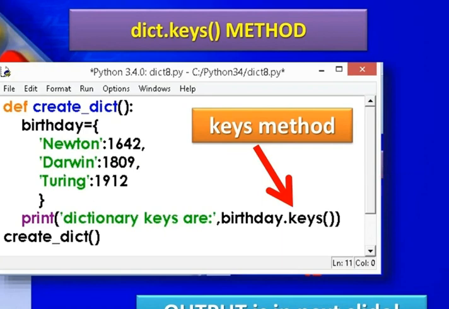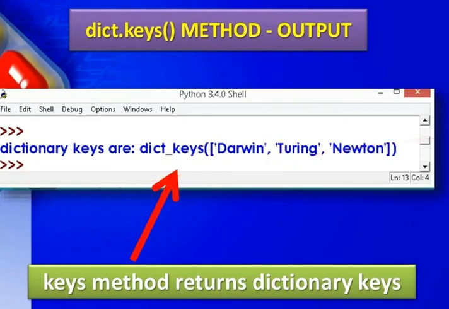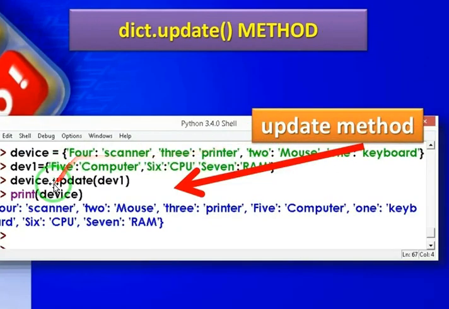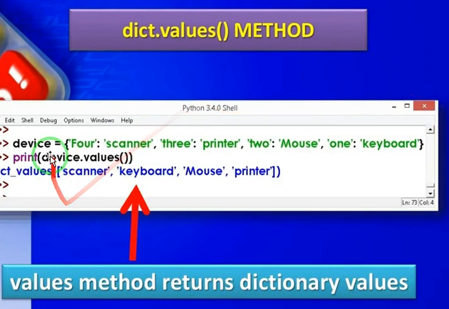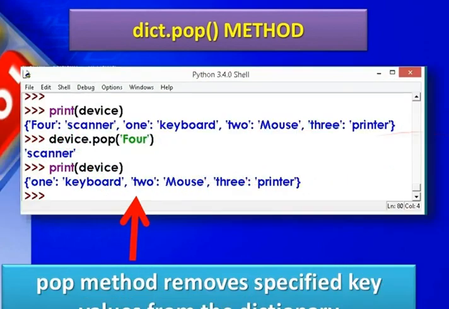Next is the dict.keys method. It just returns all the keys, Newton, Dowling, Turing, and that is the output. By using the dict.update method, what we are trying to do is update device. We're trying to add dev1 to device. So all this is actually added to the end of the dictionary called device. By device.values, the values method returns the dictionary values. So these values are just getting returned.